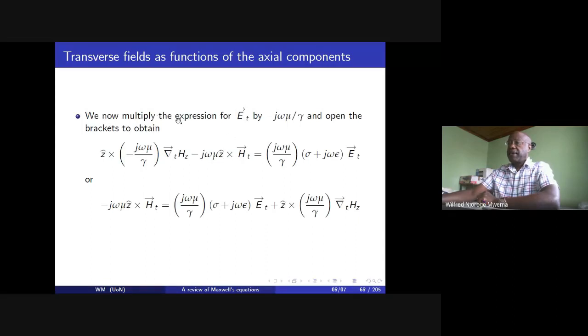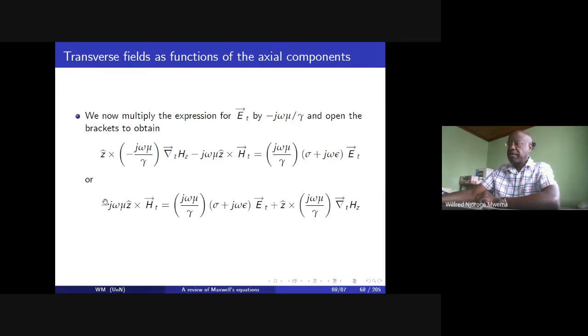Now, we apply the expression for E of t, that is, we multiply the expression for E of t by minus j omega mu and divide by gamma, and we open the brackets to obtain the following. This is the equation for E of t following the magnetic field intensity. So we multiply it with this value here, and since it was negative, of course, it becomes positive now. And on the other side, we multiply again as given, and we open the brackets through.